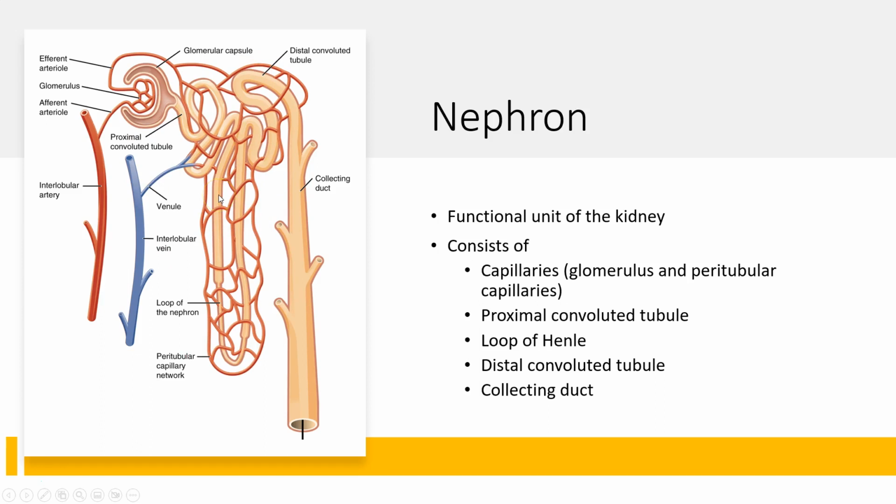with urine formation. Our tubules include our proximal convoluted tubule. This is our convoluted tubule here, which then loops down into the loop of Henle. And then we have the distal convoluted tubule, which then dumps into the collecting duct.